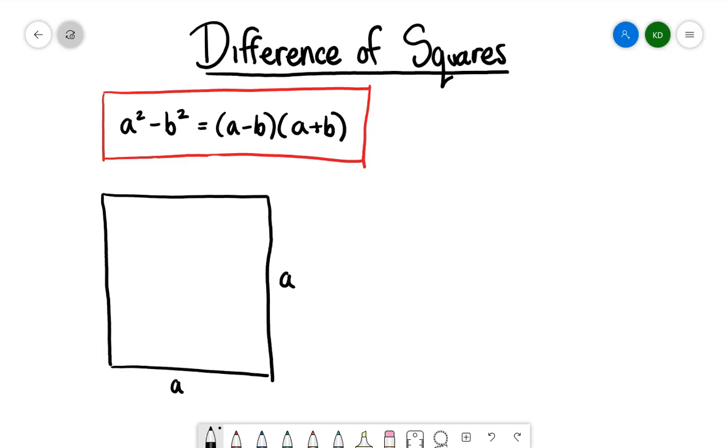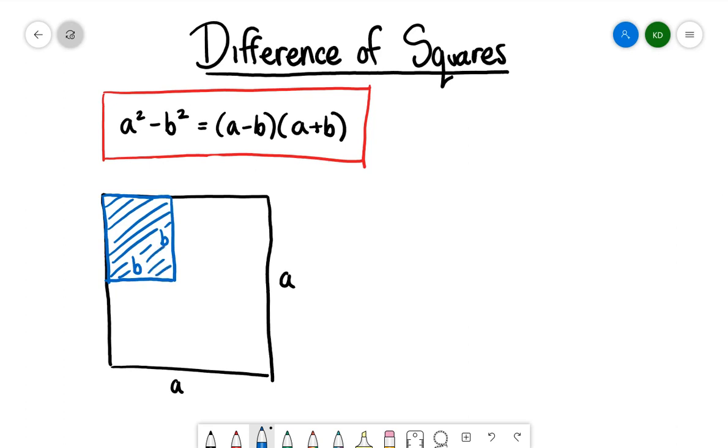Starting with a large square, we're going to have a large square with dimensions of a by a. So the length and width are both equal to each other and they both are going to be labeled with a. What I need to subtract off is a smaller square, and I'm going to label it with side length of b. So this is going to be a b by b square. So length and width are both equal to b, and what we're going to do is subtract this off. So we have a large square and then we're subtracting off a smaller square.